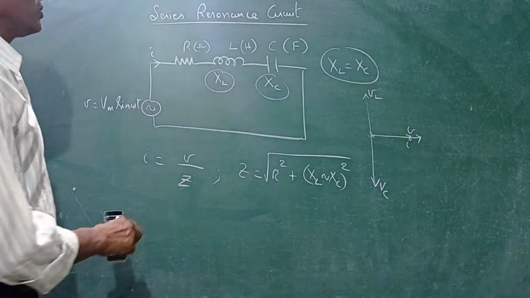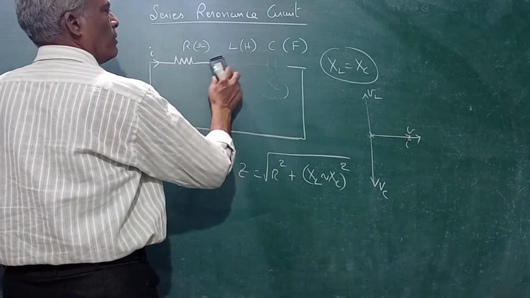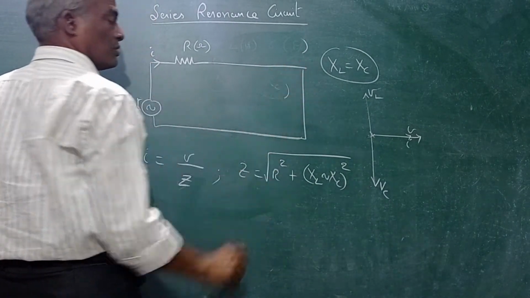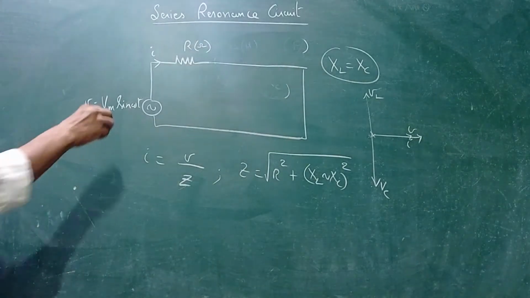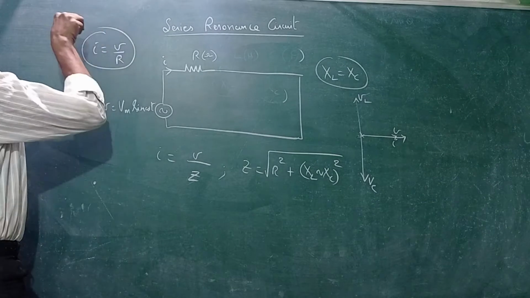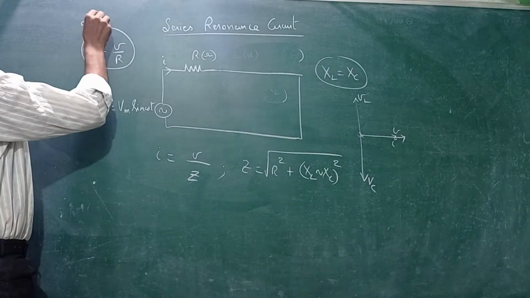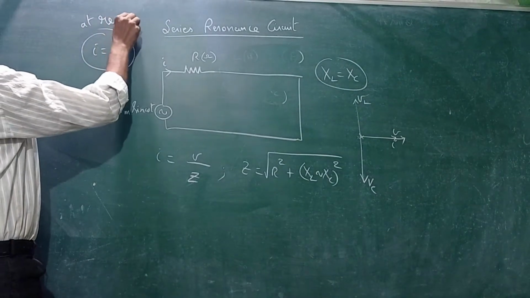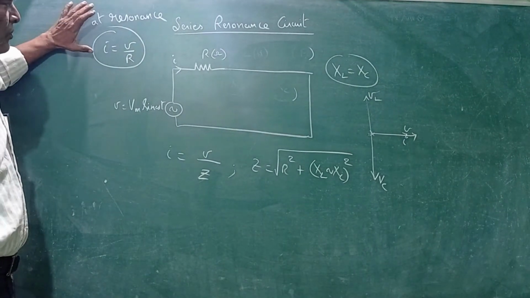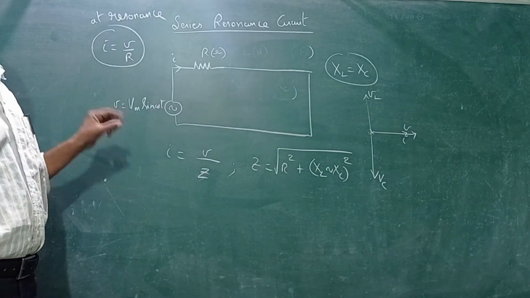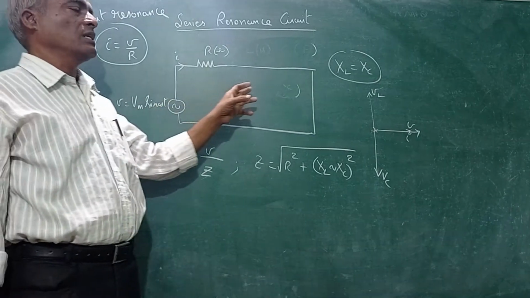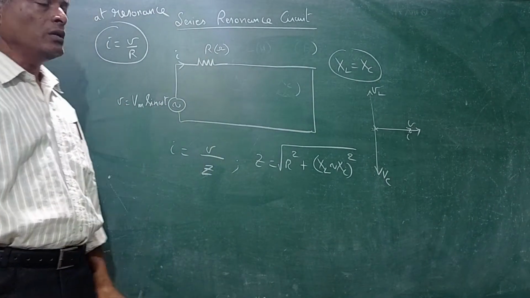So at resonance, the circuit will behave such that L and C can be thought of as a short circuit. Therefore the current flowing in the circuit is I is equal to V by R. So this is the current flowing in the circuit at resonance. There will be questions asking what is the current flowing in this circuit at resonance. If it is not in resonance, then you have to compute XL, XC, and go by the regular method.